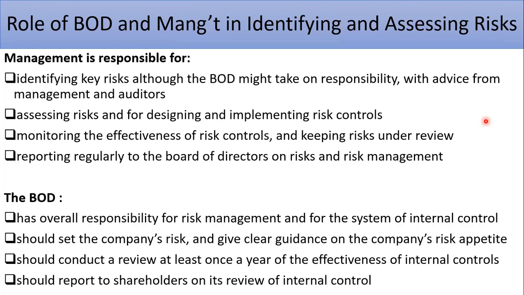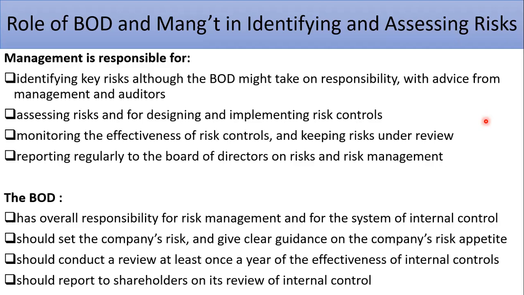Now, we earlier indicated that the board of directors have the ultimate responsibility for the management of risk. Now, the management of the organization also share in this responsibility. Their responsibility is to identify the key risk facing the organization. Although the board might take on the responsibility with advice from management and auditors. So the ultimate responsibility lies with the board, but practically it is managers who should help the board to identify key risk. And then also their external auditors can also help in this regard.